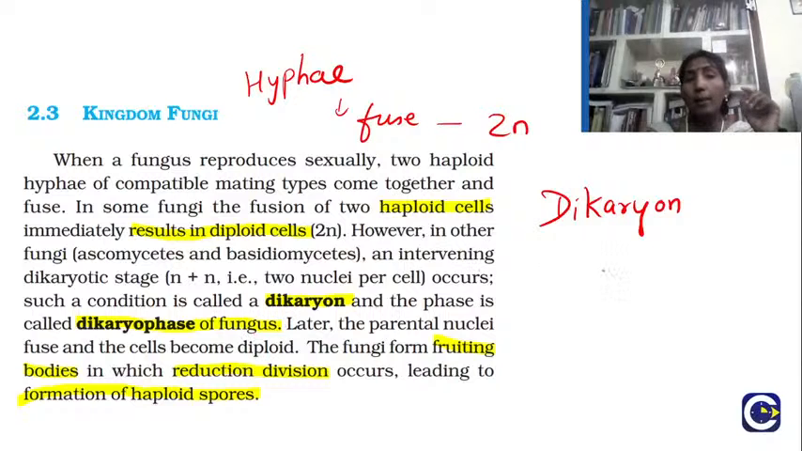Later the parent nuclei slowly fuse, then it becomes diploid. The fungus forms the fruiting body, which undergoes meiotic division, and there is formation of haploid spores. This is how sexual reproduction happens. So first two haploid hyphae come together and form a diploid cell; before that is the dikaryon, two nuclei per cell, but after passing that stage they fuse and we get the diploid zygote. Then the fruiting body undergoes meiotic division and forms the haploid spores. Okay?